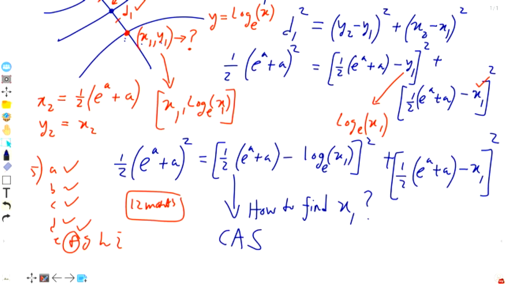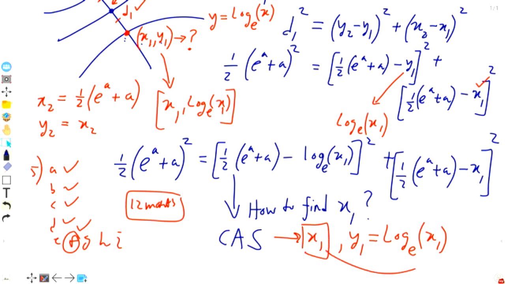So now you have to use the CAS. Once you use the CAS, then what is Y1? You can find X1 from the CAS. What is Y1? Again use the CAS, log e. This value you obtain here, put that in here, and using the CAS you get Y1. That Y1 value you have to write in the paper.